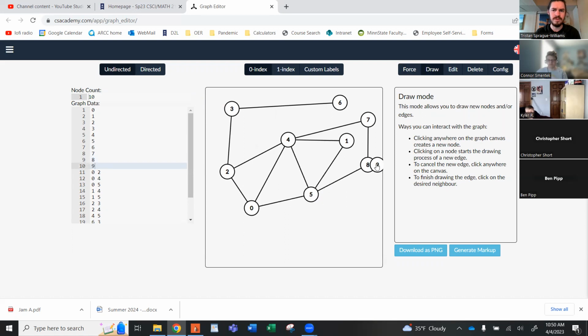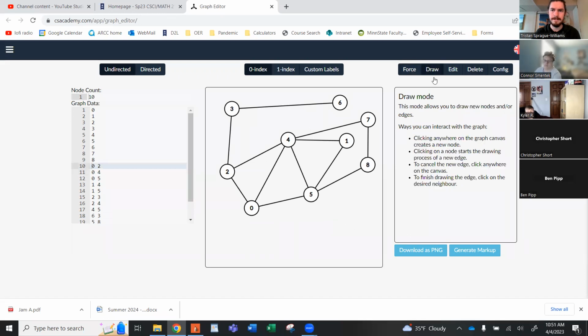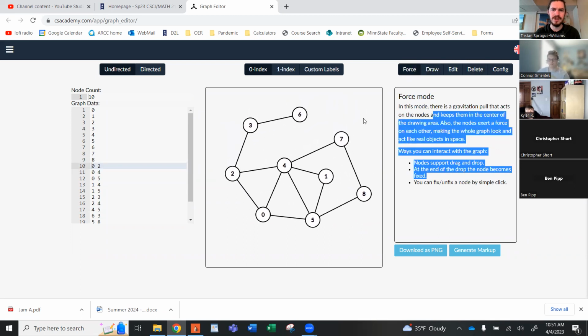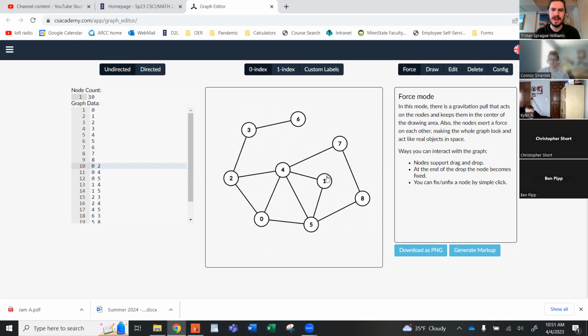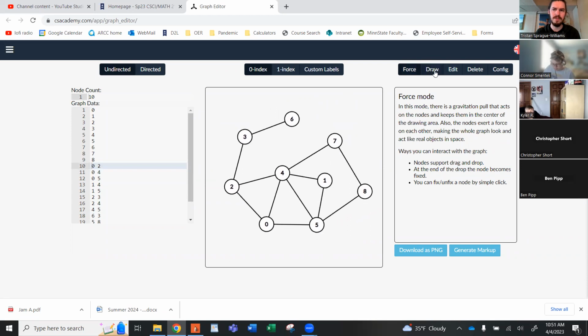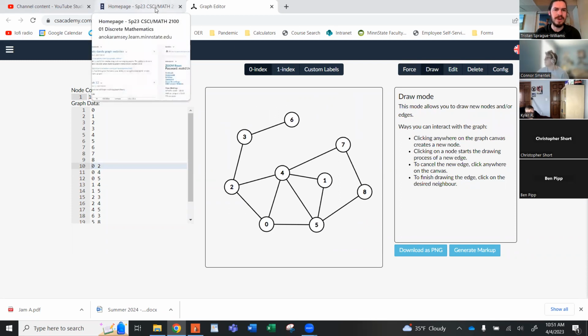I don't know how to delete them. Oh, delete. There we go. I delete like that. Got it. Okay. If you're in the force mode, then it does this cool thing where it turns it into jelly. They float around, but you can turn that off by being in one of the other modes. Anyway, so that's a useful website for drawing a graph and then rearranging it.